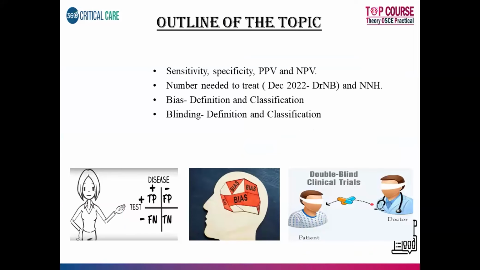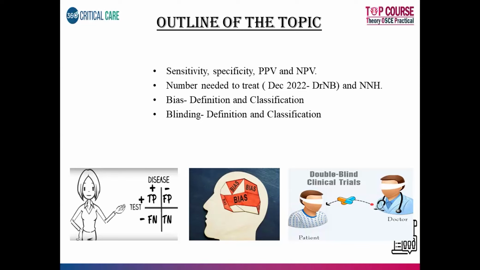So today I'll be discussing the four important concepts in statistics. One is about sensitivity, specificity, the positive predictive value and the negative predictive value. The second one would be the number needed to treat and number needed to harm. This number needed to treat has been recently asked in your DRNB exams in December 2022 as a 5-mark question.